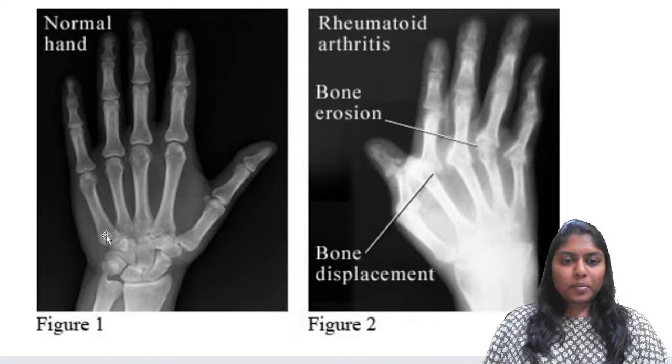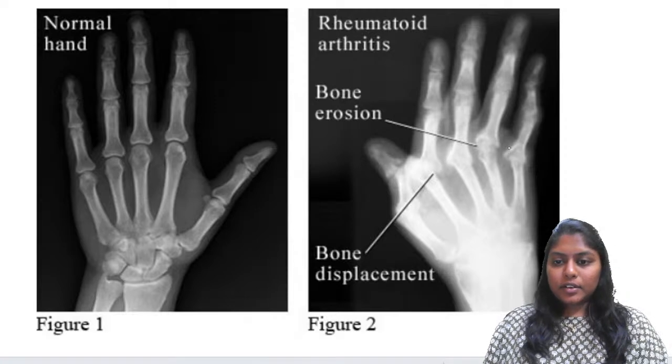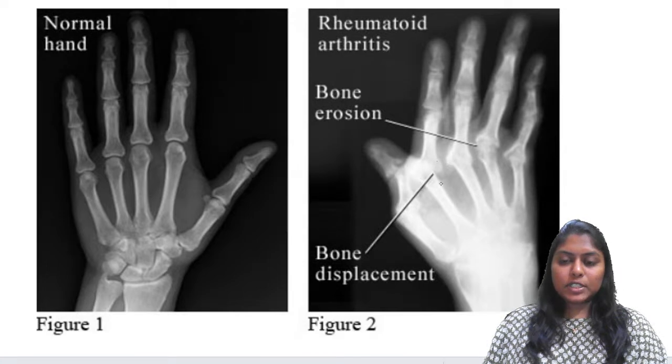So this is a normal hand, and in this case, this is rheumatoid arthritis where there are bone erosions and the bone is displaced towards the radial aspect. This is classical for rheumatoid arthritis.